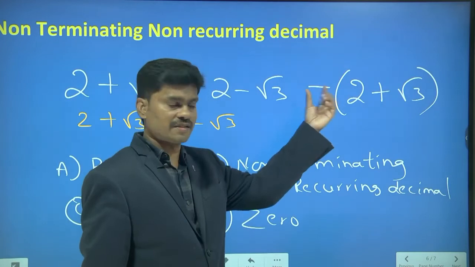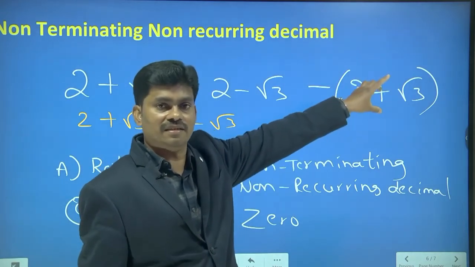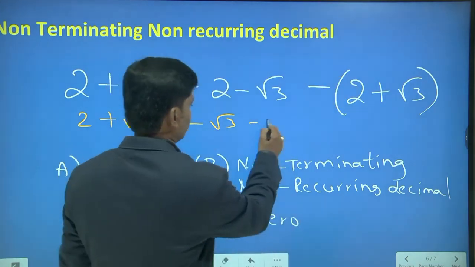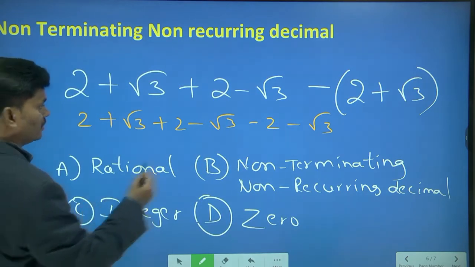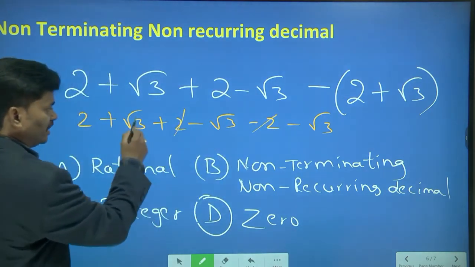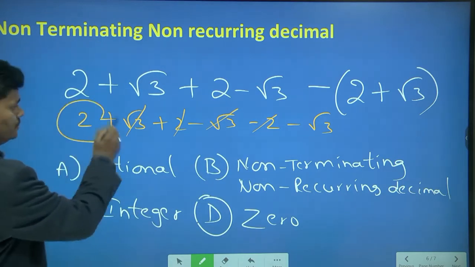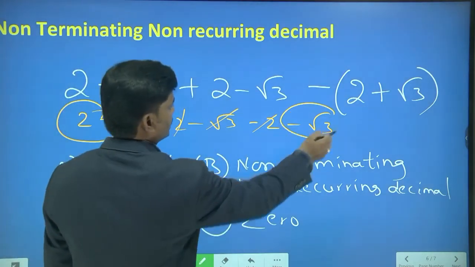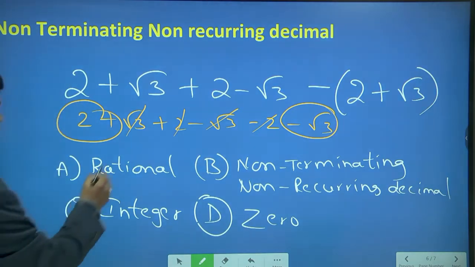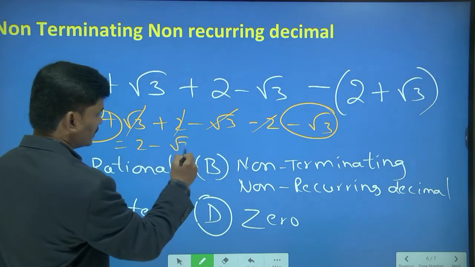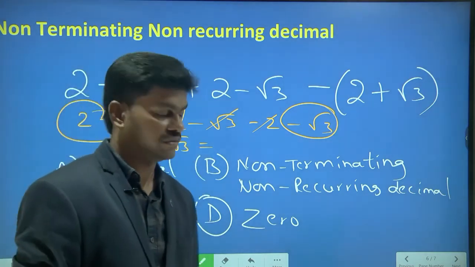Here I remove the minus and I have to change the signs of the terms present inside the bracket. It will come like this. Now what are the cancellations here? The cancellation is with 2 and 2, and root 3 and root 3. So finally what did I get? 2 and minus root 3. So it is equal to 2 minus root 3. So what can we say about 2 minus root 3? Let us check the options.